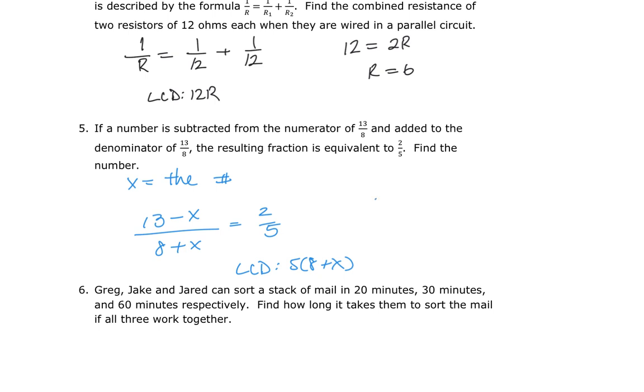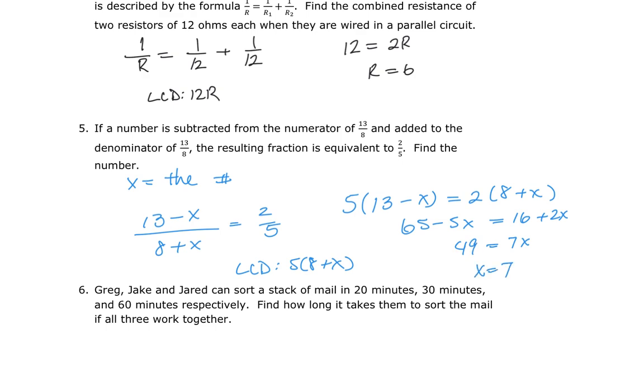So I'm going to end up with 13 minus x, which is going to be multiplied by 5. On the other side, I'm going to get 2 multiplied by 8 plus x. So 13 multiplied by 5 is 65 minus 5x. On the other side, I'm going to get 16 plus 2x. I'm going to add 5x to both sides and subtract off 16. So I'm going to have 7x, and on the left-hand side, I'm going to get 49. So x is equal to 7. This would be a quick check.